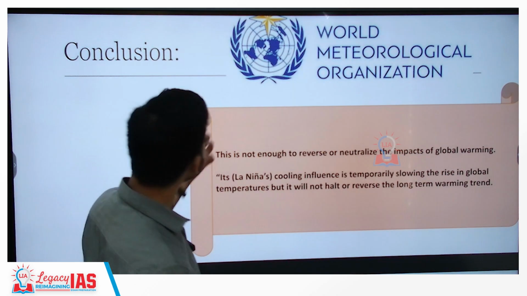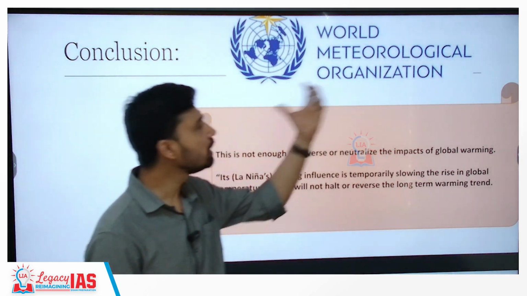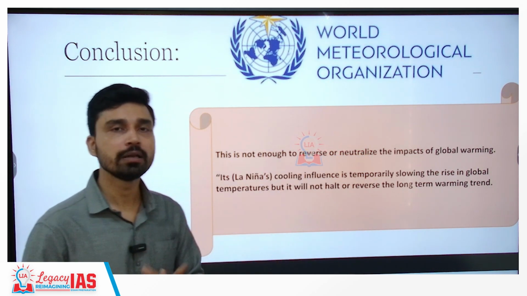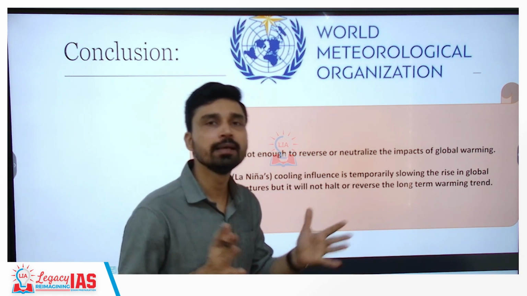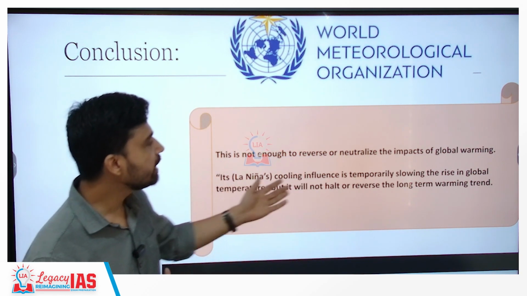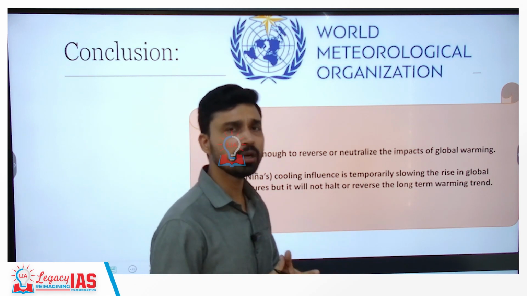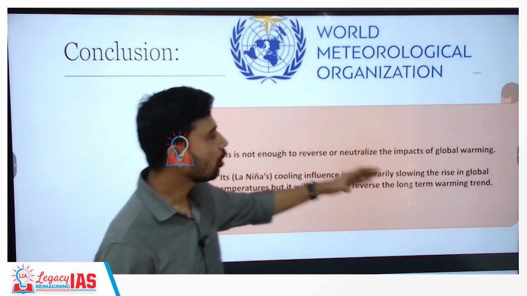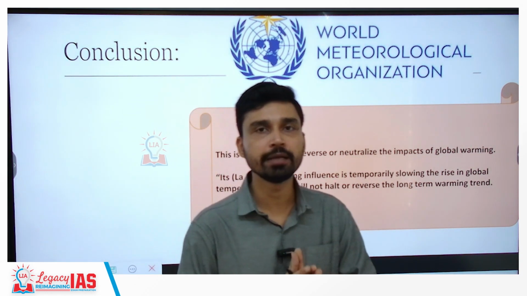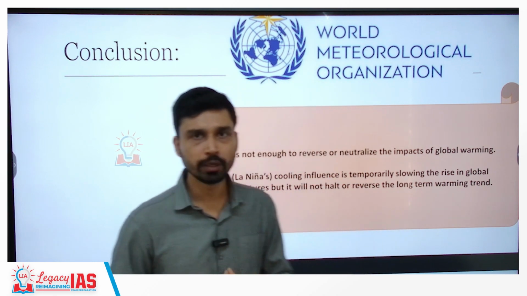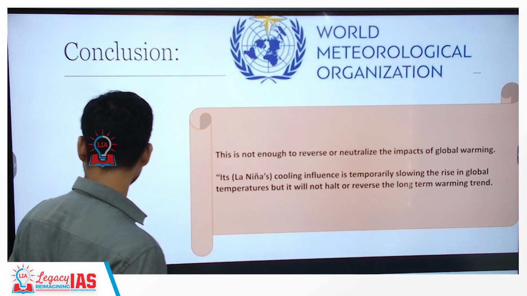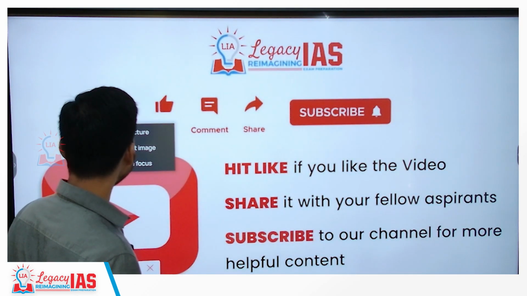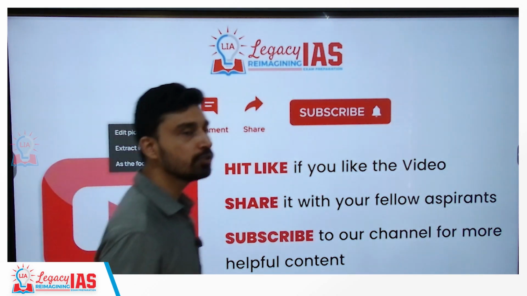However, this effect of La Nina, as per the World Meteorological Organization, is not going to be enough to neutralize or reverse the impacts of global warming that we are observing on the earth. Its cooling influence can temporarily slow down the rise in global temperature, but obviously it will not halt or reverse the long-term warming trend that the earth's atmosphere is going through. And the other associated effects on climate change are something that we also cannot expect to solve by La Nina-like situations.